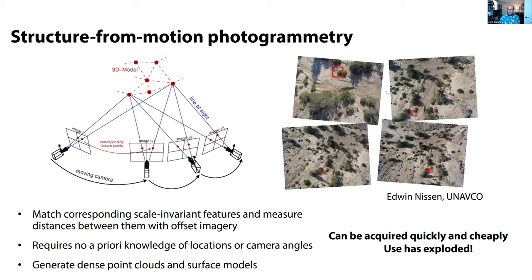And so in the example here, we can see a series of four photos from a desert environment looking at the same scale invariant feature that's highlighted in the red box. And we can build 3D models or point clouds of these surfaces without any a priori knowledge of where we are, what our camera angles are, or what our locations are, because we have these scale invariant features that we then match and then use basically off-the-shelf commercial software to build very dense point clouds and digital surface models. This can be done really cheaply. It can be done quickly. And so as a result, it's really exploded in usage and is starting to overtake LiDAR in terms of just how the average user can go out and acquire their own surveys.